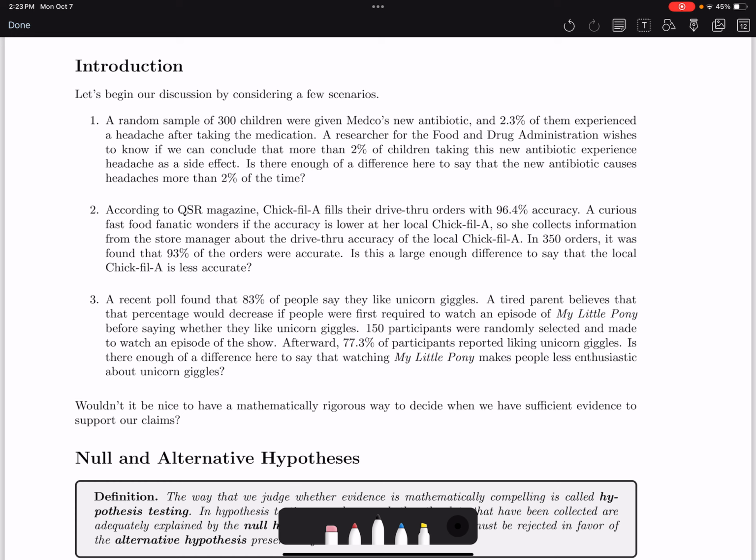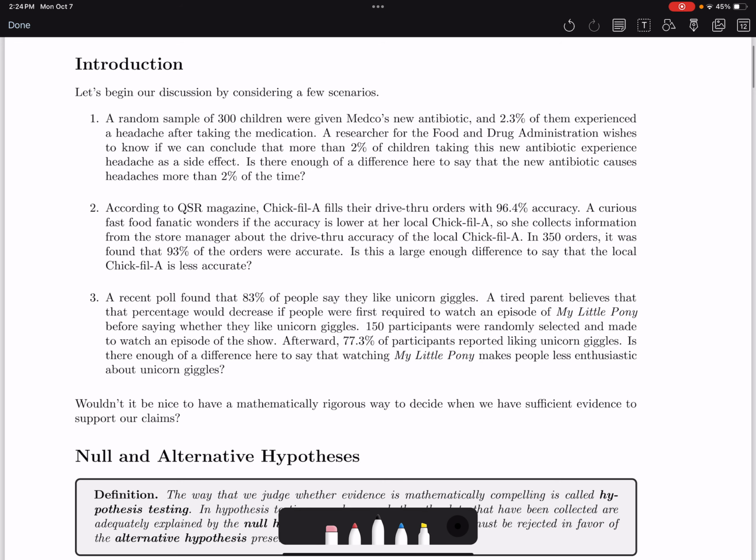Number two is a similar kind of thing. It says, according to QSR magazine, Chick-fil-A fills their drive-thru orders with 96.4% accuracy. A curious fast food fanatic wonders if the accuracy is lower at her local Chick-fil-A, so she collects information from the store manager about the drive-thru accuracy of the local Chick-fil-A. In 350 orders, it was found that 93% of the orders were accurate. Is there a large enough difference to say that the local Chick-fil-A is less accurate? It certainly seems that way at first glance, right? 93% is less than 96.4%.